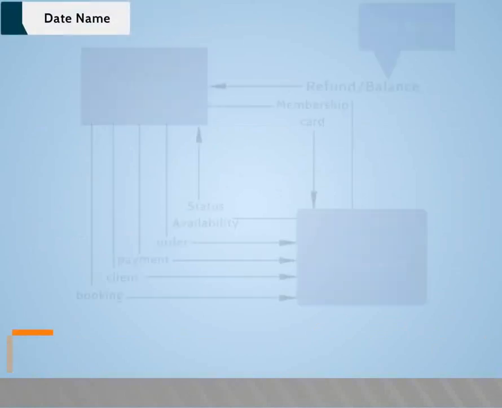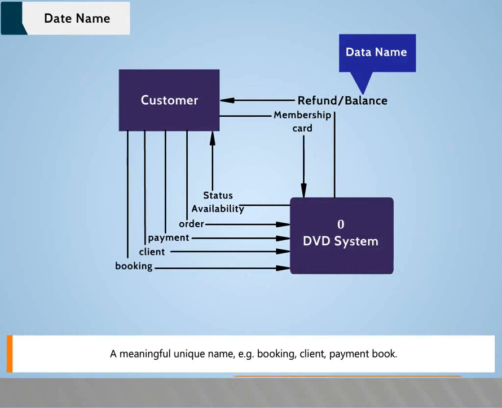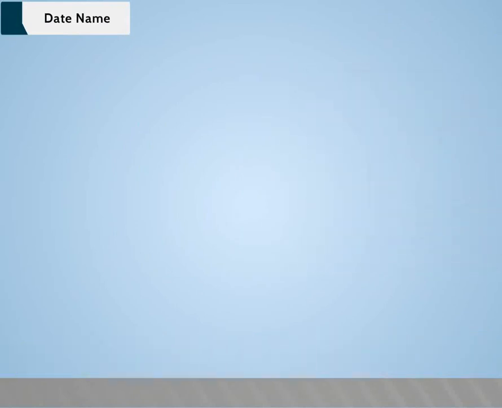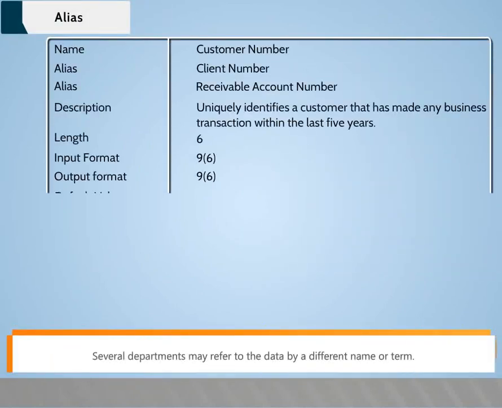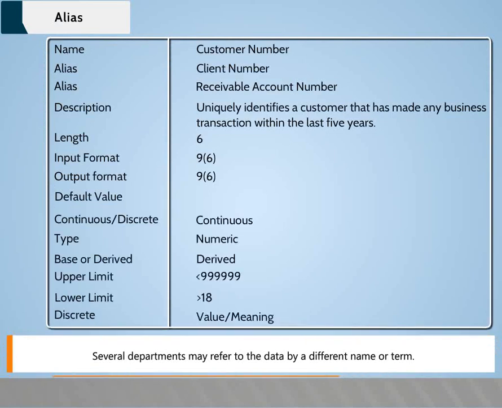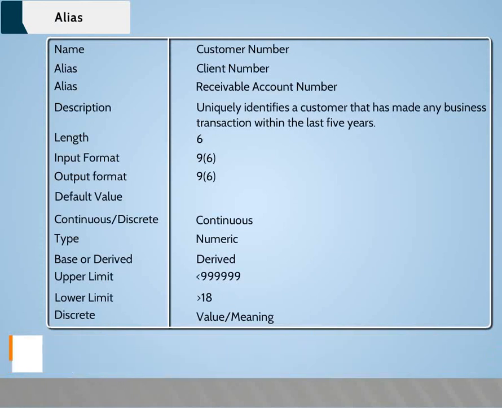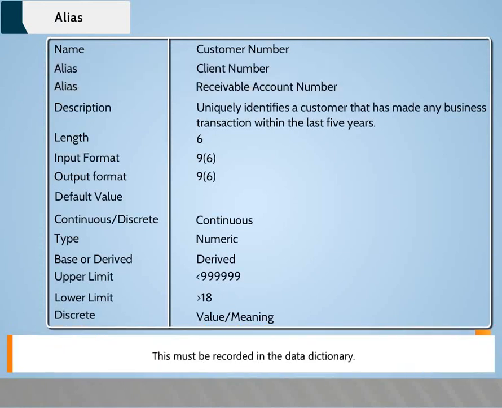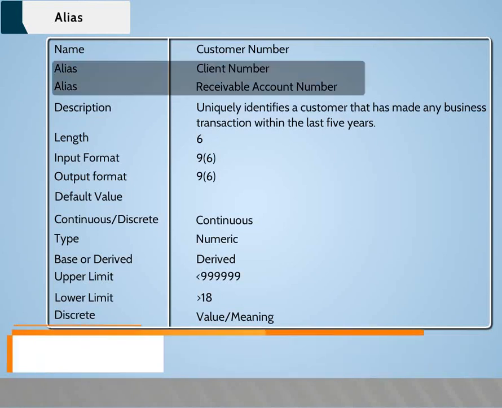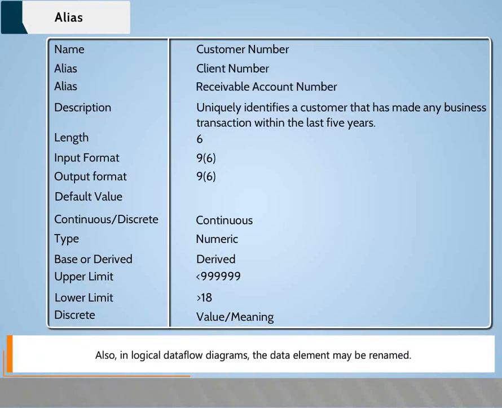Data name, a meaningful unique name, for example booking, client, payment book. Aliases. Several departments may refer to the data by a different name or term. This must be recorded in the data dictionary. Also, in logical data flow diagrams, the data element may be renamed.